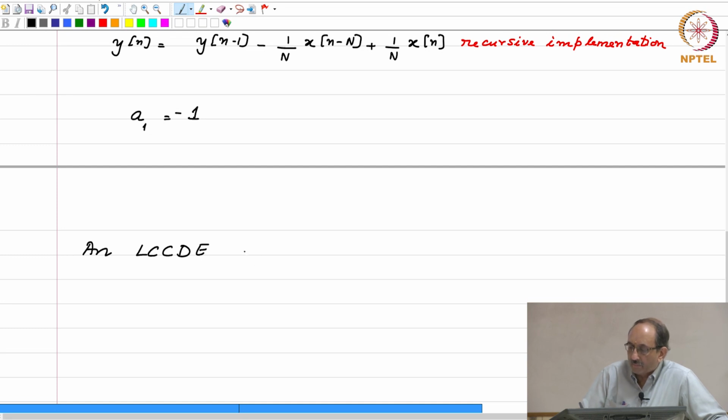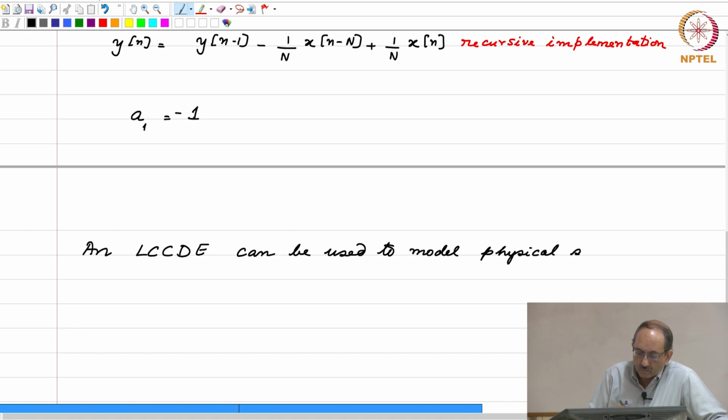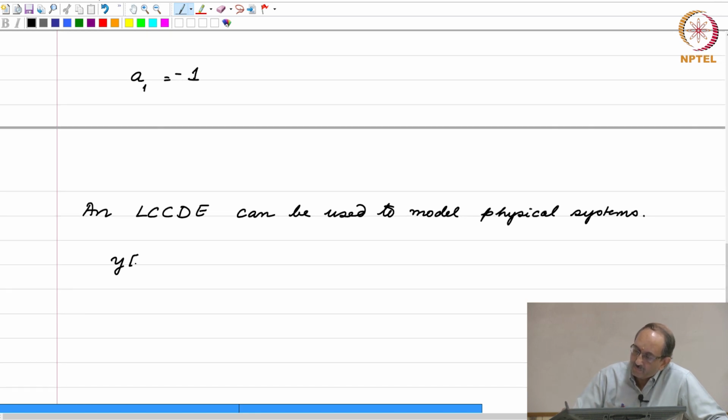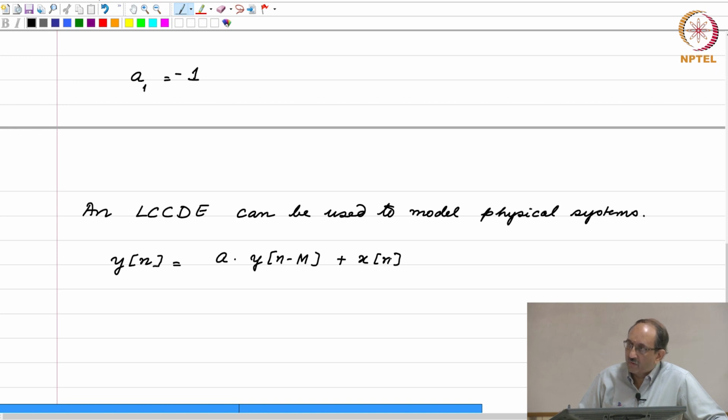An LCCDE can be used to model physical systems. Let us consider this particular example. y of n is A times y of n minus M plus x of n. This is a very simple difference equation.